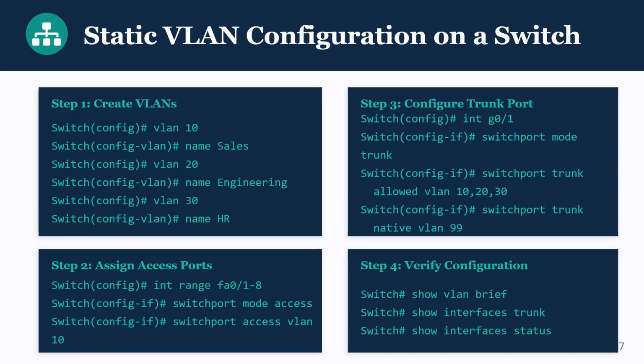Static VLAN configuration has 4 steps. First, create VLANs with descriptive names. Second, assign access ports to VLANs using interface range and switchport access vlan. Third, configure trunk ports with 802.1Q, restrict allowed VLANs, and set a non-default native VLAN for security. Fourth, verify with show vlan brief and show interfaces trunk.